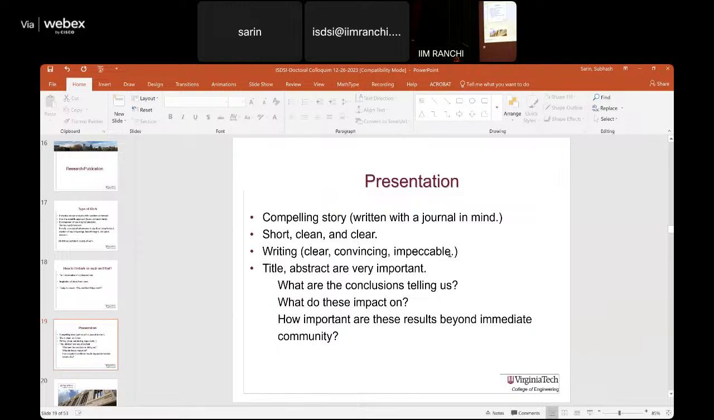It should be written in clear, convincing, and impeccable language. Again, you cannot have spelling mistakes and those kinds of things. Even the articulation and use of the language is very important here.